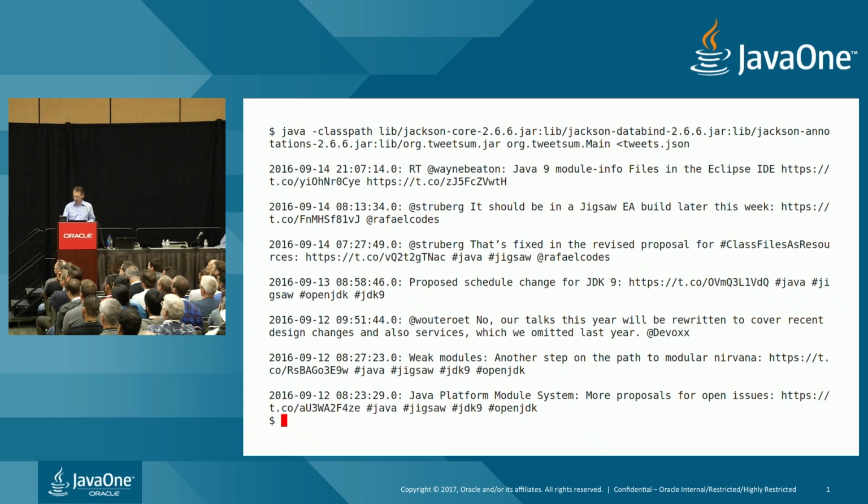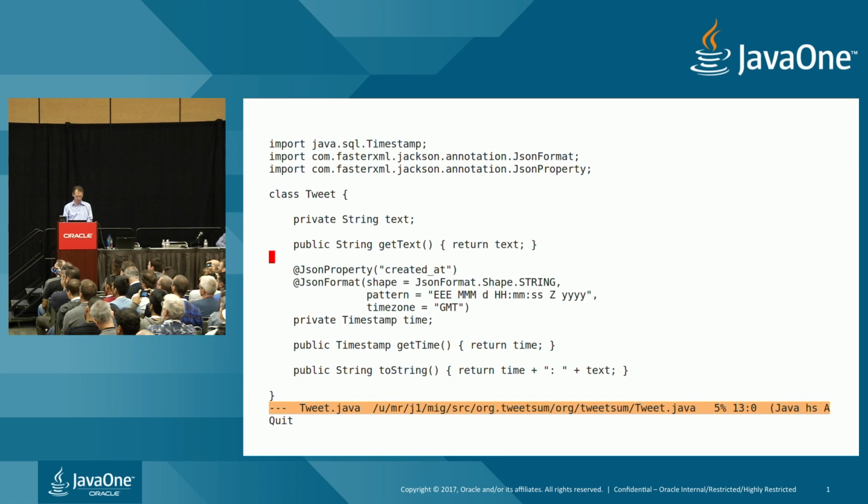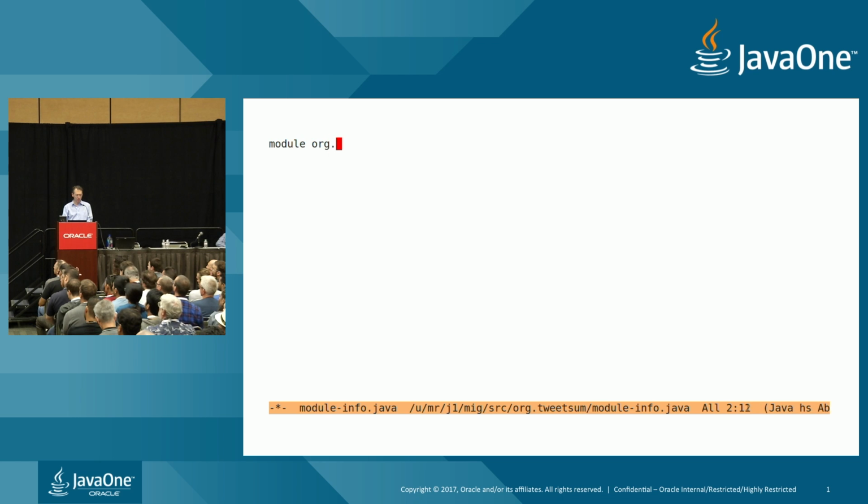That's our starting point. So let's start by modularizing tweetsum. Here's the structure again, just to remind you. What we're going to do is put a module declaration in the org.tweetsum directory. Module org.tweetsum. And now in a module, I need to declare what my module exports and what it requires. So this is a little application module. It doesn't export any APIs, so there aren't going to be any exports in it, right?